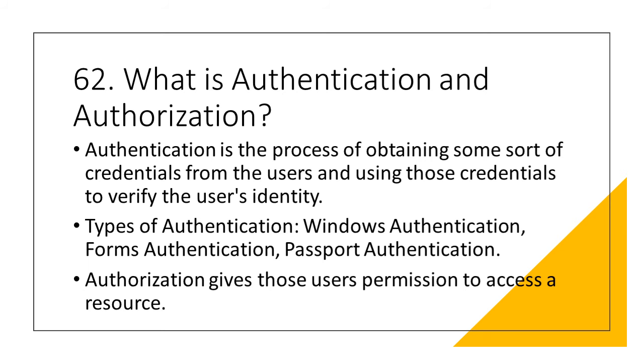What is authentication and authorization? Authentication is the process of obtaining some sort of credentials from the users and using those credentials to verify the user's identity. Types of authentication: Windows authentication, Forms authentication and Passport authentication. Authorization gives those users permission to access a resource.